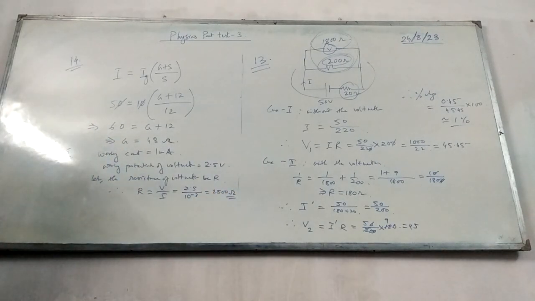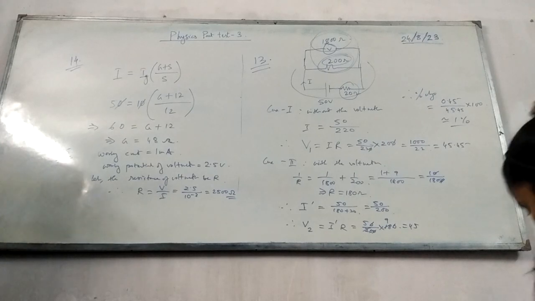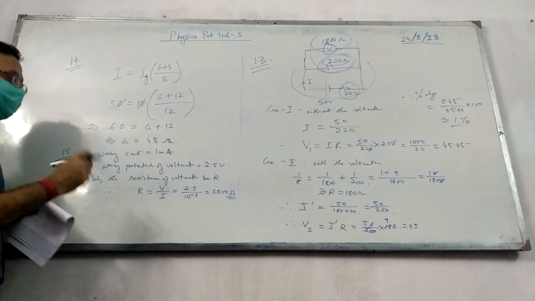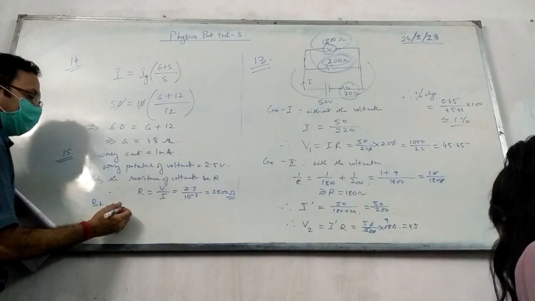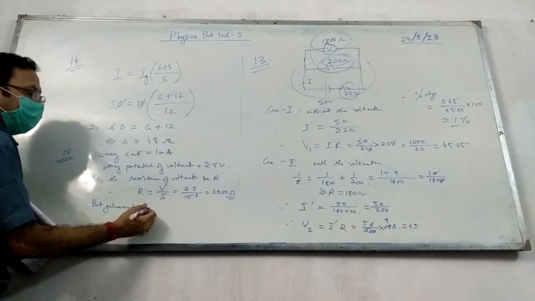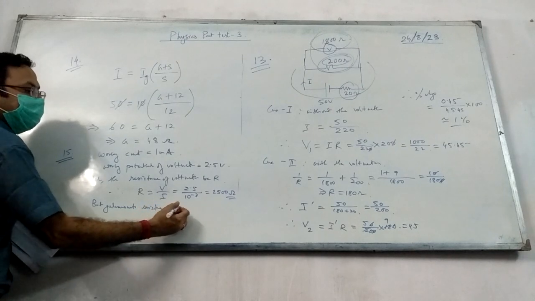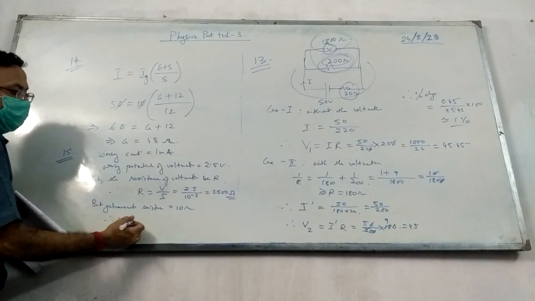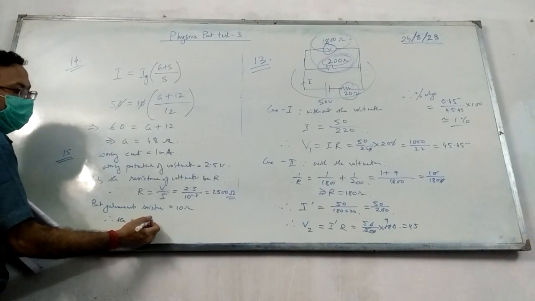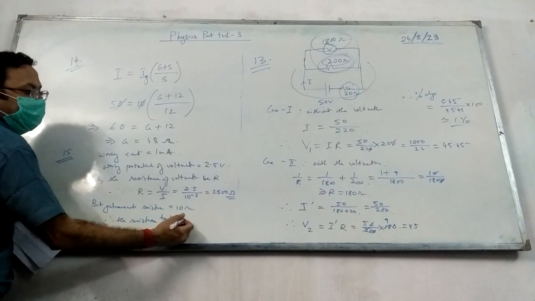But the galvanometer has a resistance of how much? Only 10 ohm, right? So how many ohms have to be put in series? The galvanometer resistance is equal to 10 ohm. So therefore, the resistance to be connected in series.